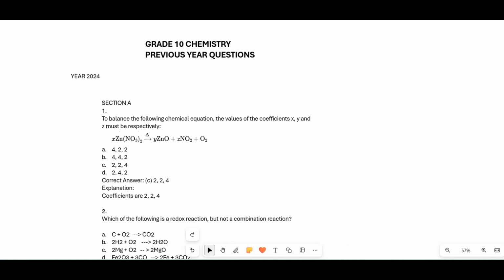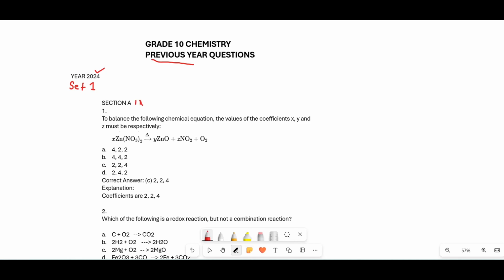Today I am going to discuss the Grade 10 previous year questions. For this I have selected the 2024 year set 1 question paper. Actually this is a science question paper. I have selected only the chemistry paper to discuss. Okay, section A contains 1 mark questions.